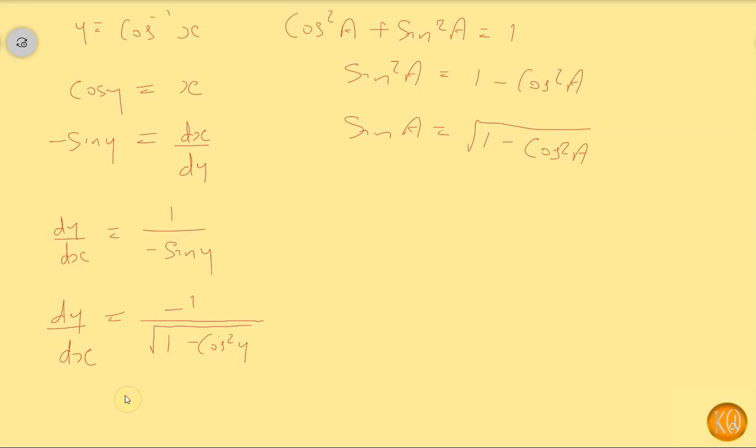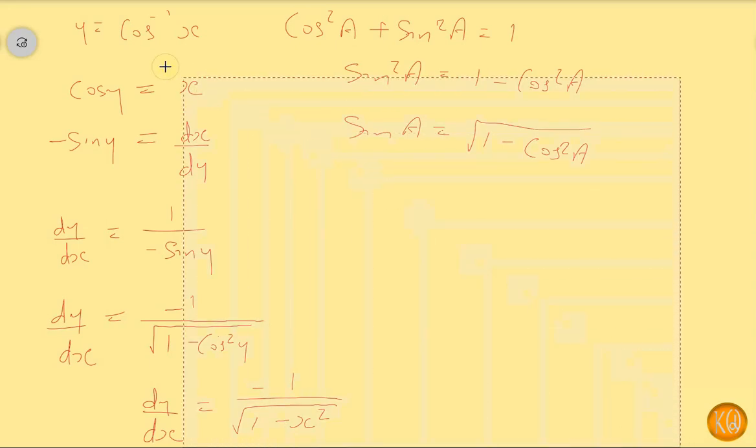Great. Now if we look back up here where we had cos y equal x, we can square both sides, and cos squared y would be equal to x squared, so therefore dy dx would be equal to negative 1 over the square root of 1 minus x squared. Good. So that's just how you get the standard results.